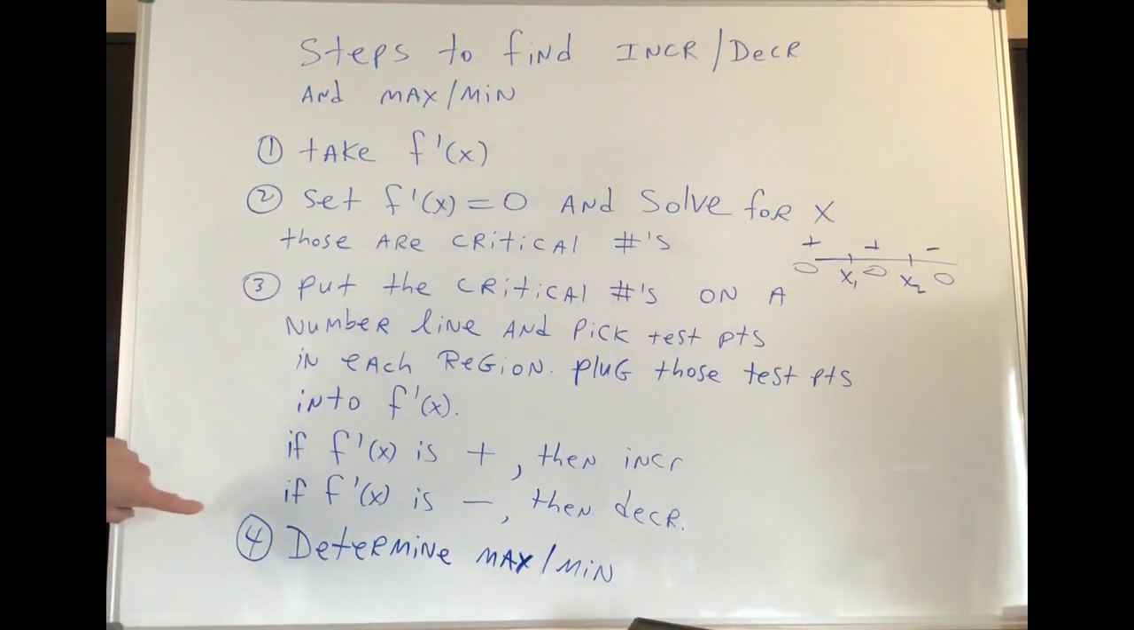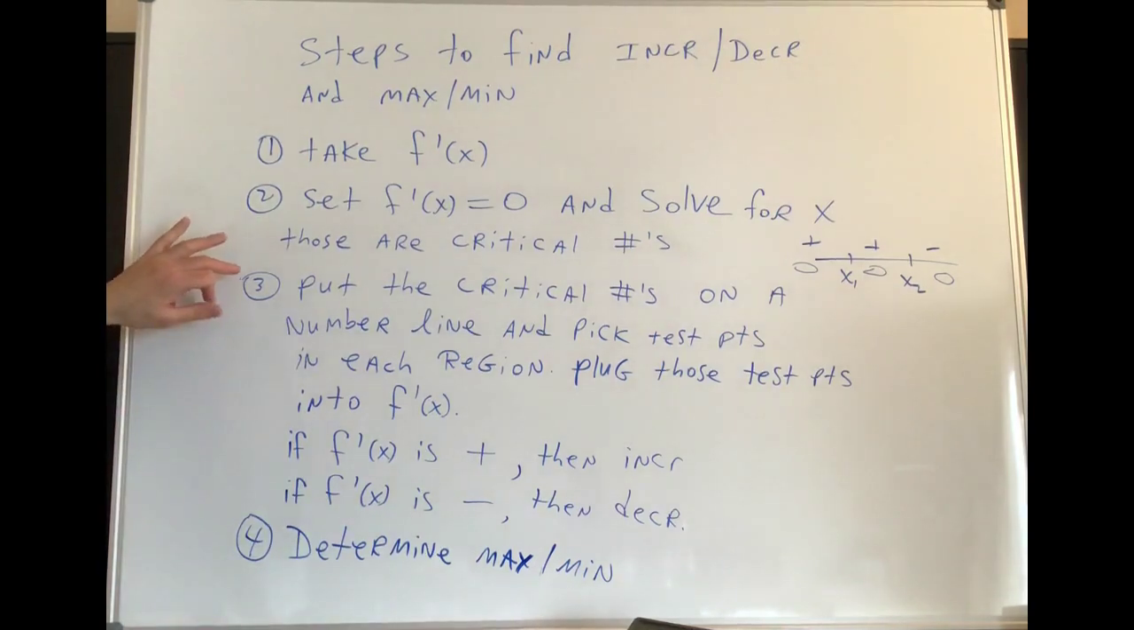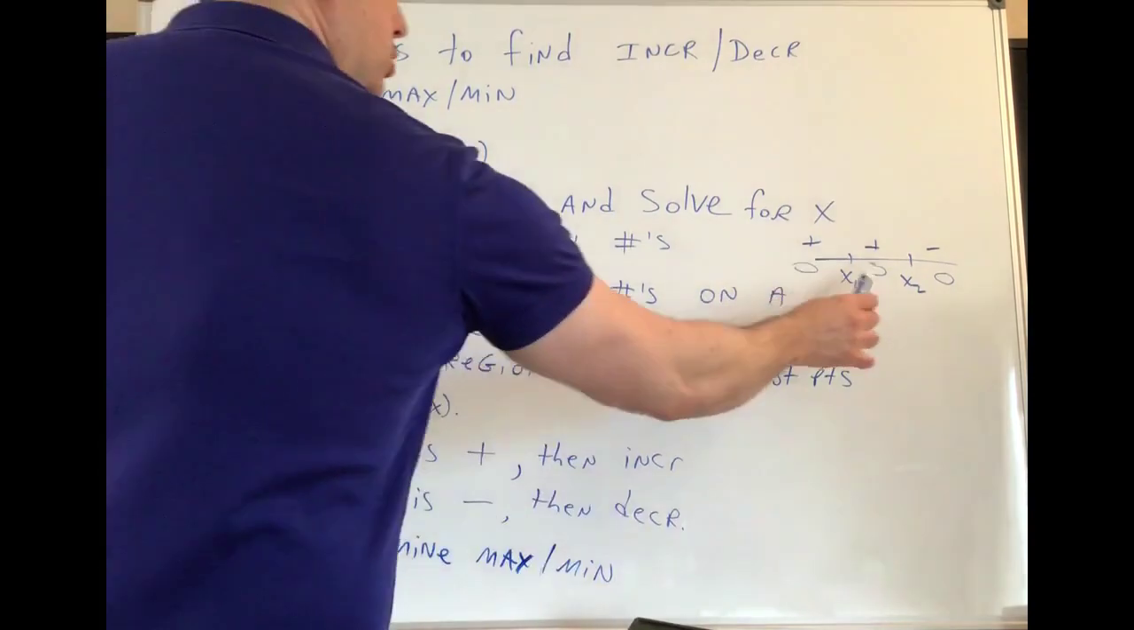Determine max and min. That's a little more complicated. Like I said, you have to decide if the graph is going up and then down or down then up. But I'm going to talk about that separately. This is the last step, which I'm not going to be able to fit here because I want to explain what to do there. So critical numbers go on the number line. Pick test points in each region.